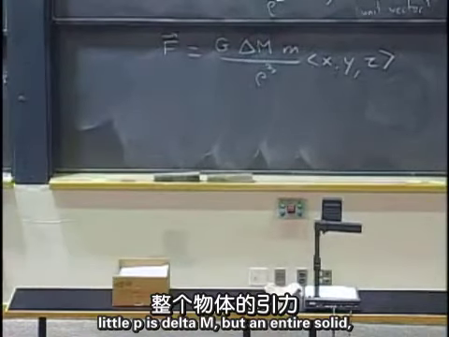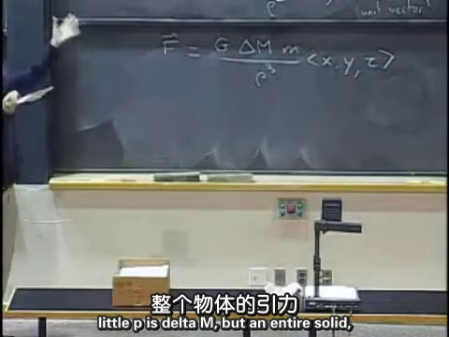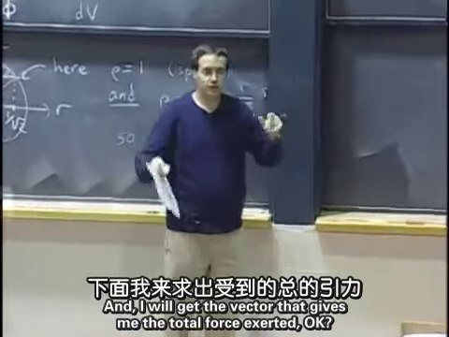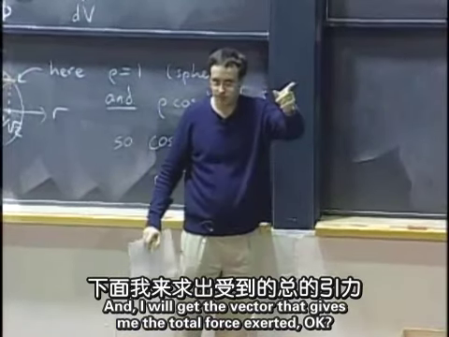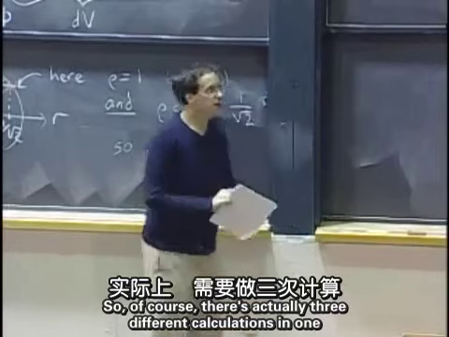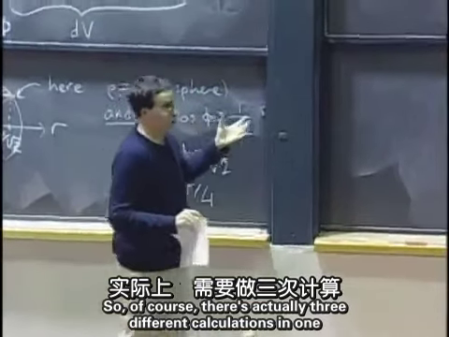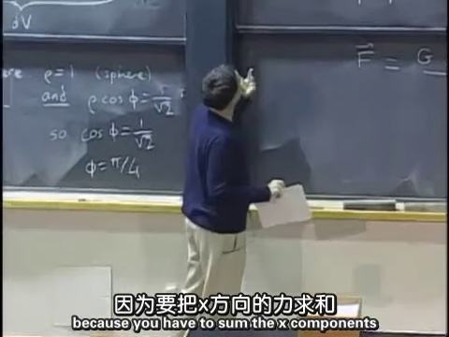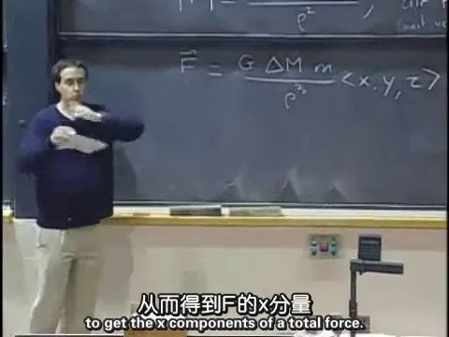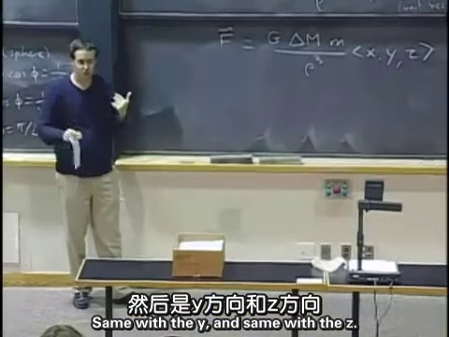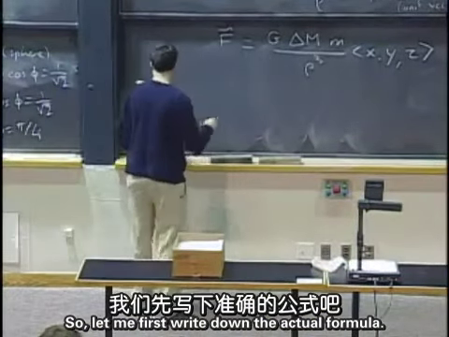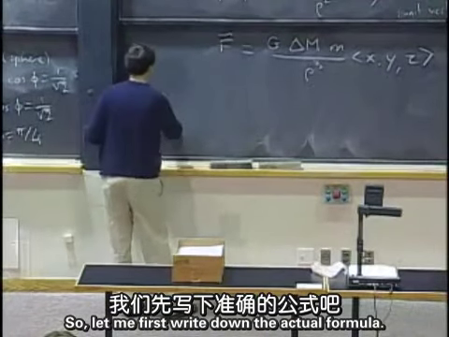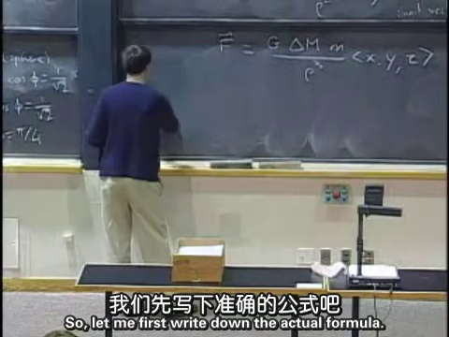Okay, so now if I have not just that little piece delta m, but an entire solid, then I have to sum all these guys together, and I will get a vector that gives me the total force exerted. Okay? So of course, there's actually 3 different calculations in one, because you have to sum the x components to get the x component of the total force, same with the y and same with the z. So let me first write down the actual formula.